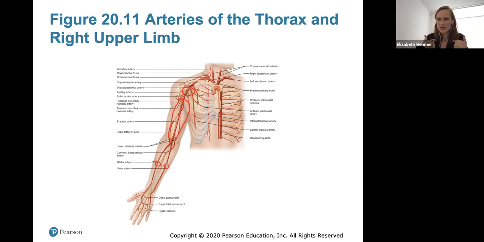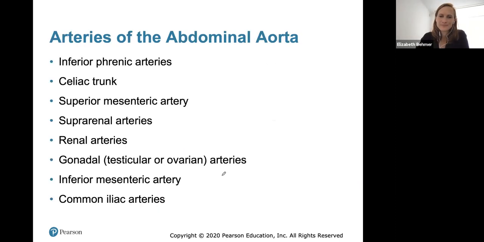The subclavian artery goes to the shoulders. When it gets to the armpit, it changes names to the axillary artery. The axillary artery continues, but changes names to the brachial artery. And the brachial artery eventually splits into a radial and an ulnar artery.